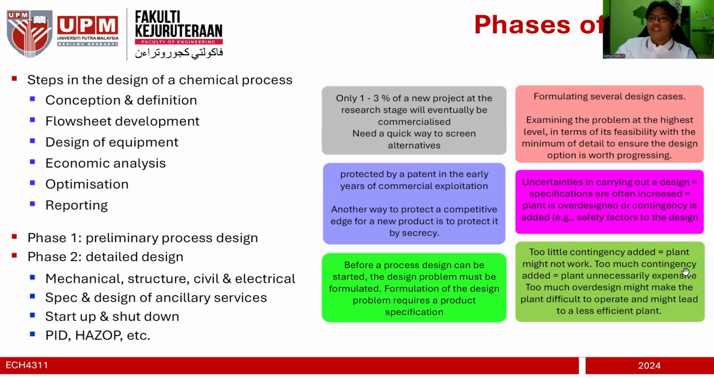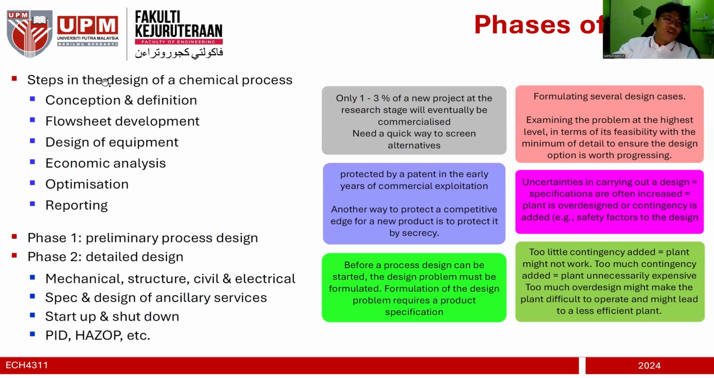But if there is too much contingency, you think too much. You think that okay, I need to have this, I need to have that, because you want to make sure that all the possible routes or causes of failure are addressed. So you add a lot of specifications to your whole process, and then your process becomes too expensive. So you need to have a balance between contingency, and basically you need to make sure that you don't over design your whole process.